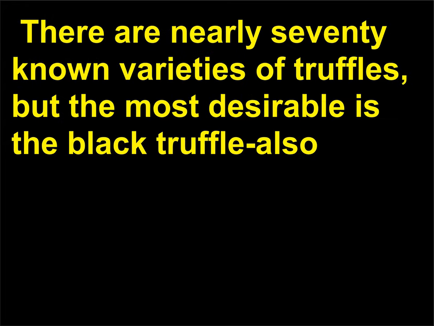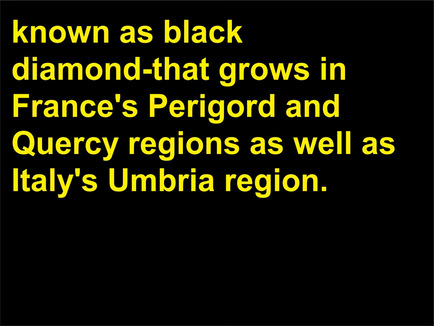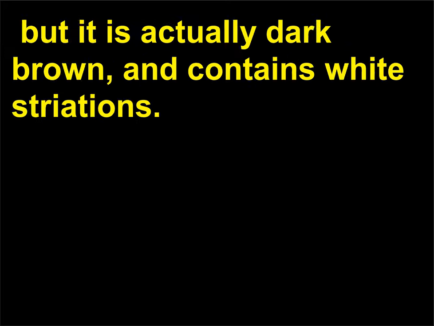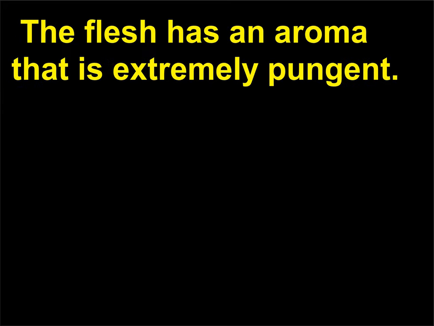There are nearly 70 known varieties of truffles, but the most desirable is the black truffle, also known as black diamond, that grows in France's Perigord and Corse regions as well as Italy's Umbria region. The flesh of the black diamond appears to be black, but it is actually dark brown, and contains white striations. The flesh has an aroma that is extremely pungent.